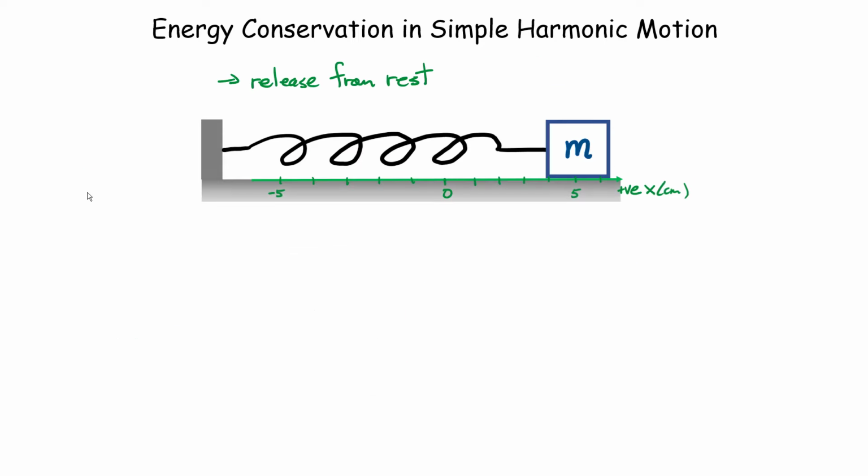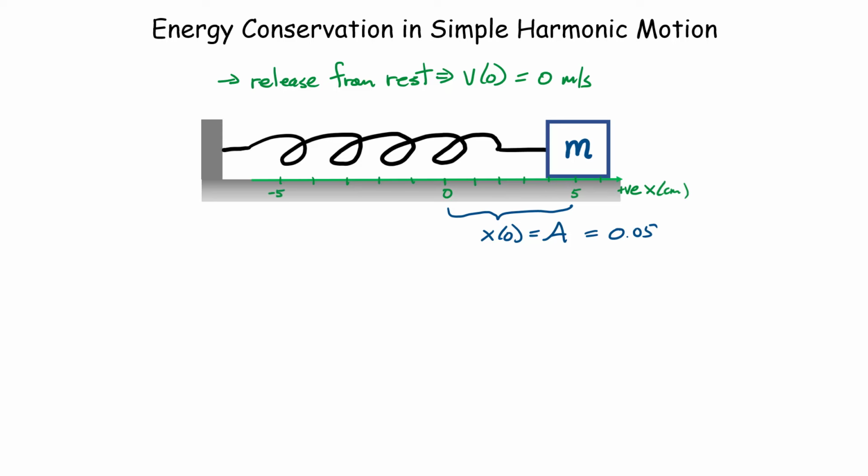All right, we consider our block again. I'm going to release this from rest, which means that the initial velocity has to be equal to 0 meters per second. From this graph, I have an amplitude, which is this initial x value. That's x at time 0, something we call the amplitude of the motion. In this case, it's 0.05 meters.